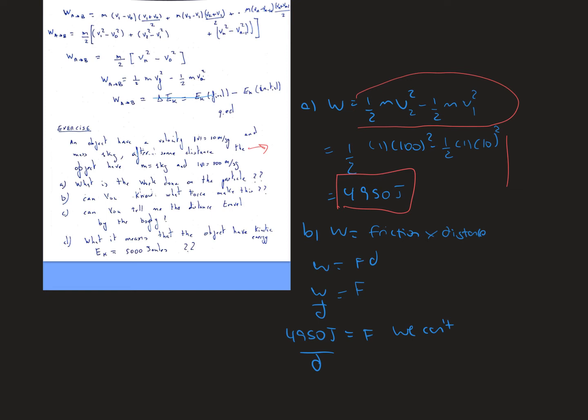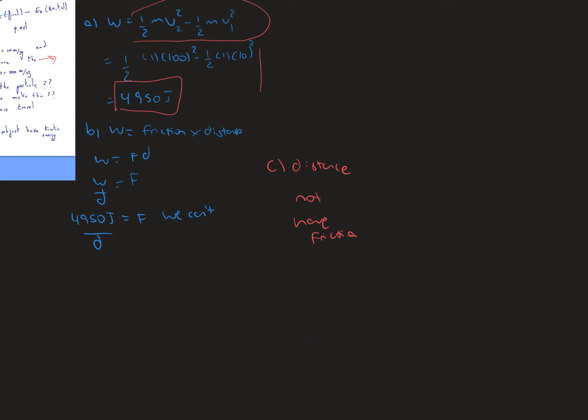So W equals F times D. So to find the force, we would have to get 4,950 divided by the distance, but in this case we cannot solve for this problem because we don't know the distance. Now similarly for question C, in this case we're missing the value for the distance. We don't have the value for the friction, I'm sorry. So therefore we cannot calculate the distance.